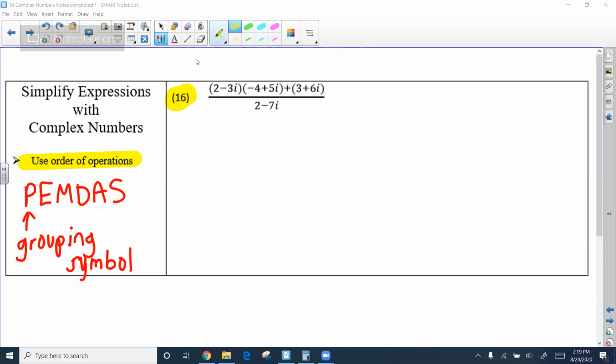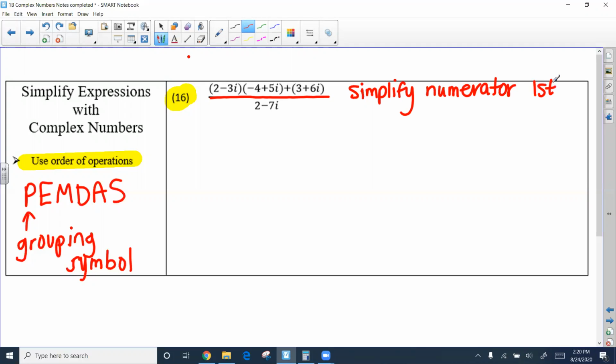For order of operations, the fraction bar is a grouping symbol. So what that means is before I can do this operation, this division, I have to group the numerator together and group the denominator together. So in this case, I'm actually going to simplify the numerator first, because that fraction bar acts as a grouping symbol.